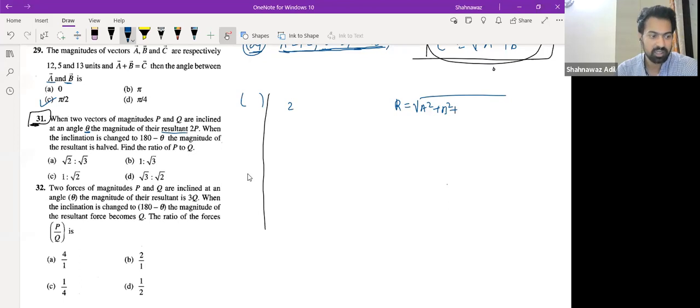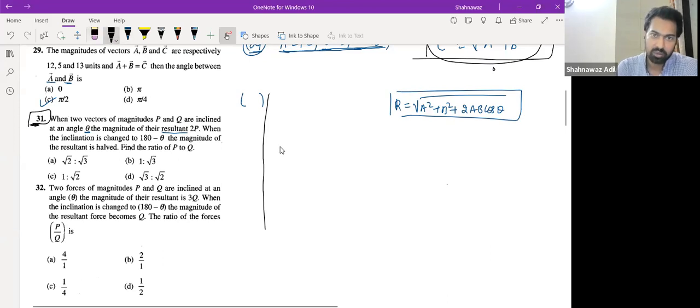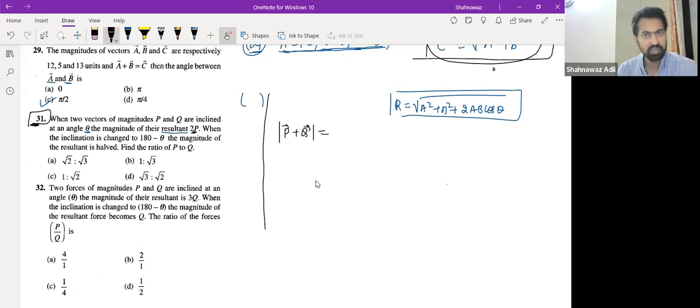So is that clear, Rishita? So we should use this formula. R is this, and the magnitude of P and Q is how much? P and Q magnitude is how much? 2P. Right, guys? Yes, sir. So this is 2P, which is equal to P square plus Q square plus 2PQ cos theta.